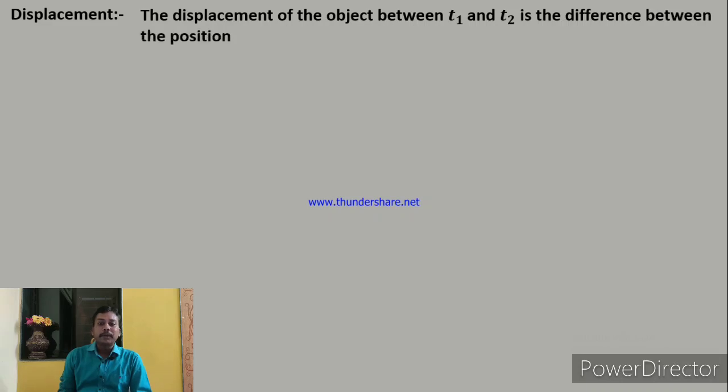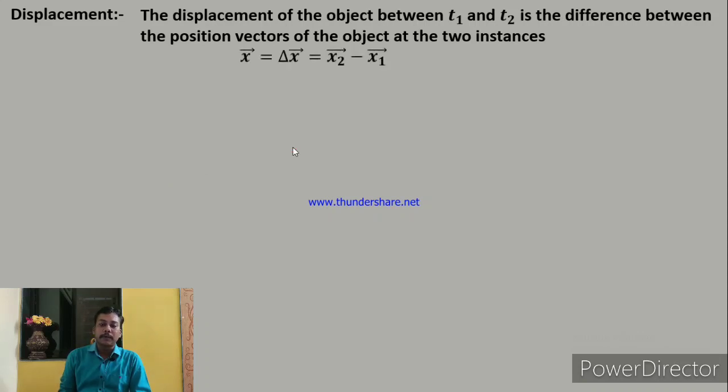But in examples, we use it as the displacement of the object between T1 and T2. That T1 and T2 are two different times in which we take the position vectors of the object at two instances. And the formula for displacement is delta x bar is equal to x2 bar minus x1 bar. So here x2 bar is the position of the object at T2 and x1 bar is the position of the object at T1.